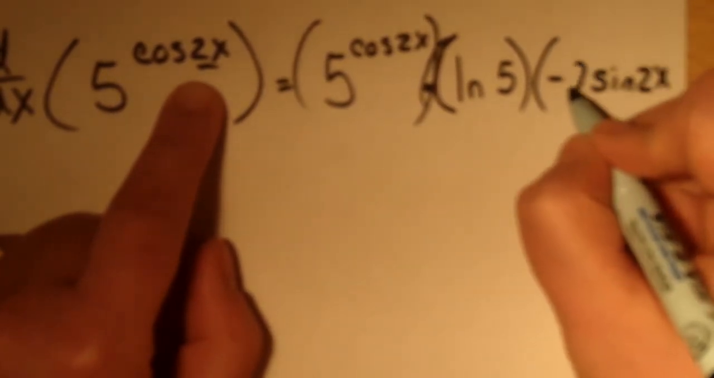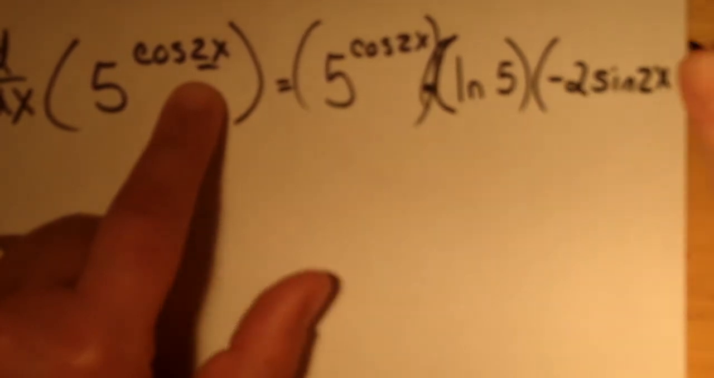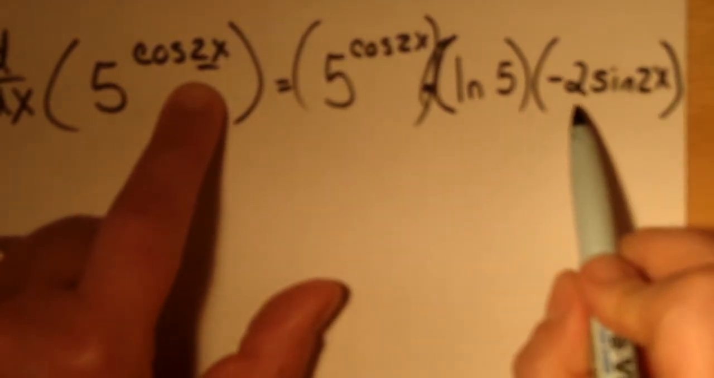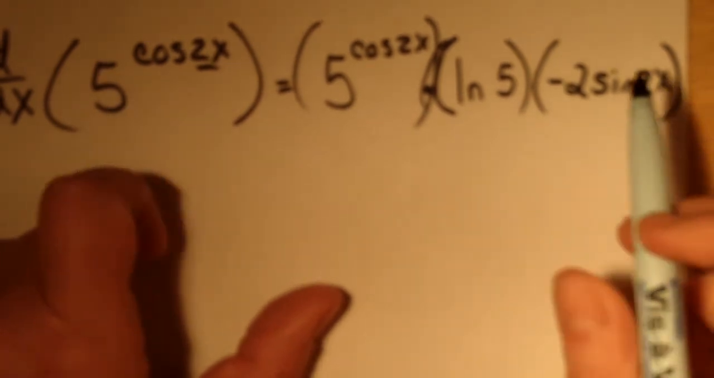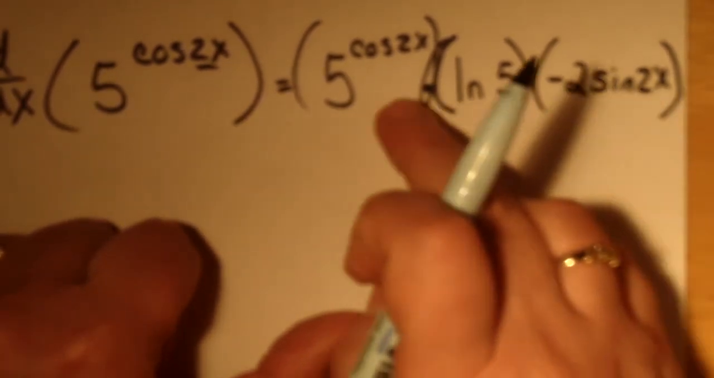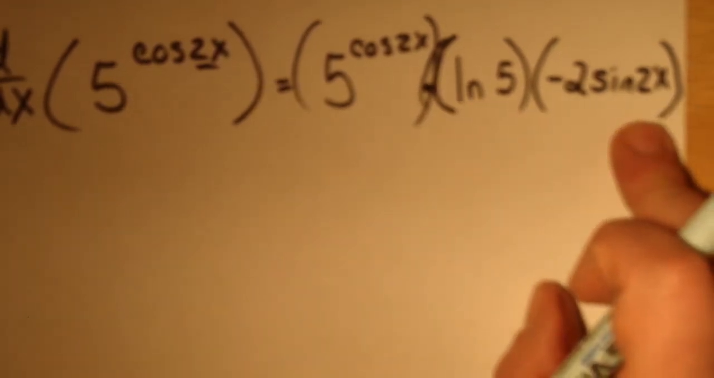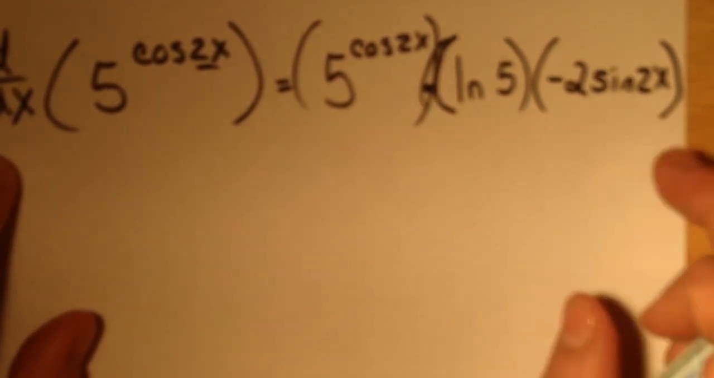And again, coefficients belong out in the front. I want that 2 out in the front instead of tagging along at the end. But again, any order that you put this in is fine, certainly, because it's a product.